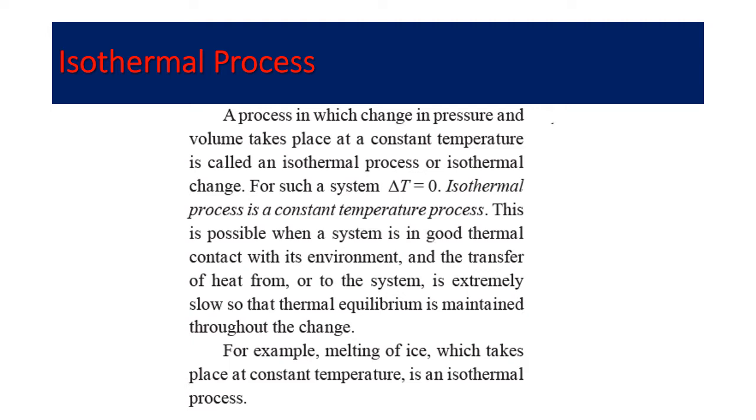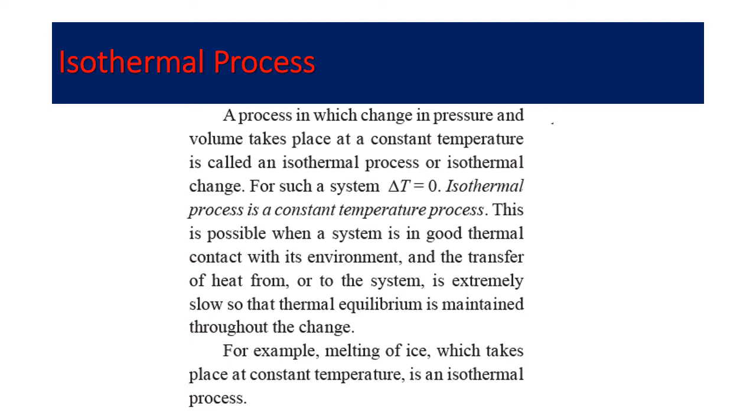So the word isothermal itself states that the temperature of the system remains constant. So a process in which the change in pressure and volume takes place at constant temperature is called isothermal process. So for such process, the change in temperature delta T must be equal to 0. And this is only possible when a system is in good thermal contact with its environment or surrounding, and there is a transfer of heat from the system to the surrounding.